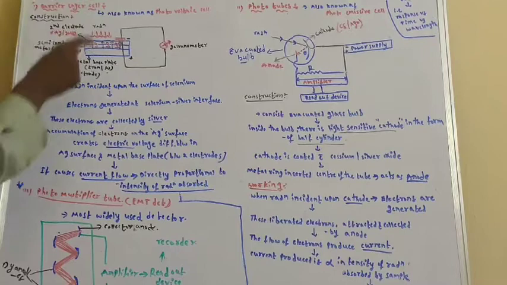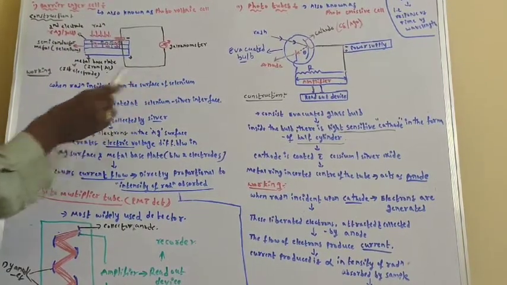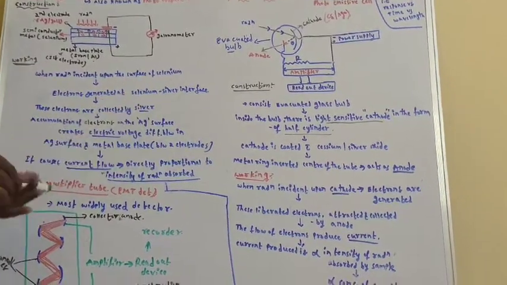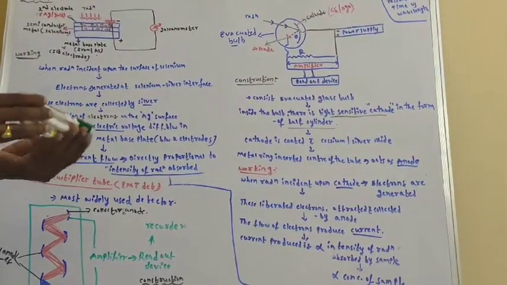Okay, the red line. Then see the working. When radiation is incident upon the surface of selenium, electrons are generated at the selenium-silver interface.